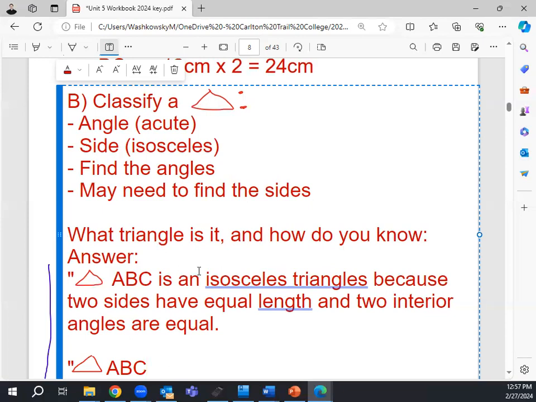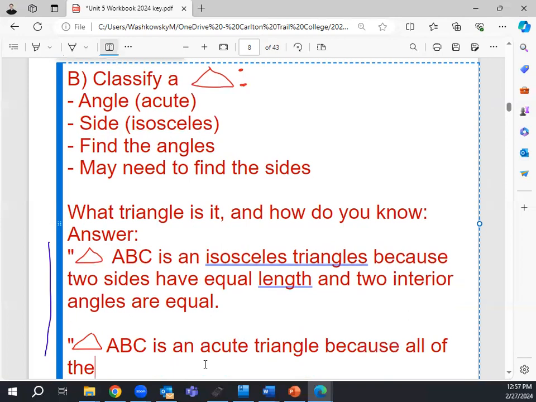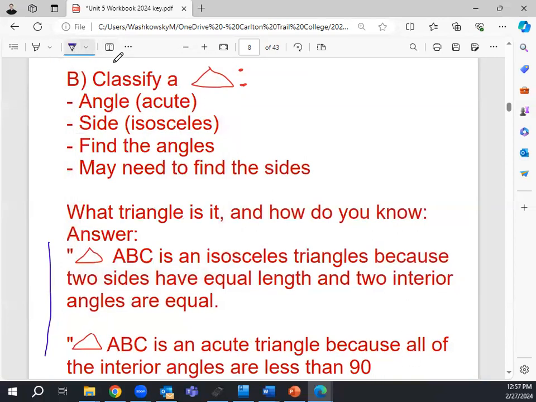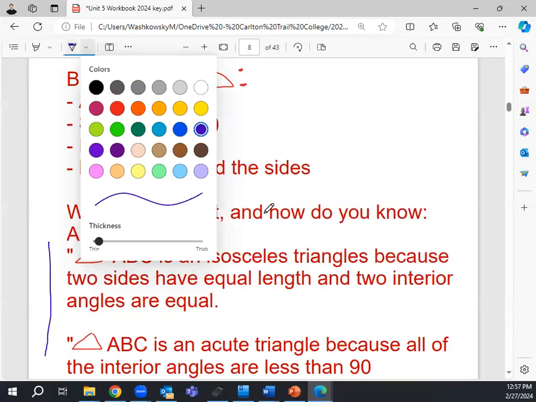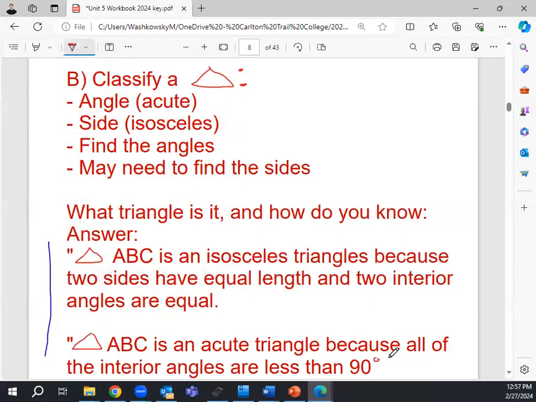So again, I've established that it's an isosceles triangle. I've also established it's an acute triangle, because all of the interior angles are less than 90 degrees. So the stuff with the blue line here would actually be the answer. The stuff above that is just some notes about what it means to actually classify a triangle.